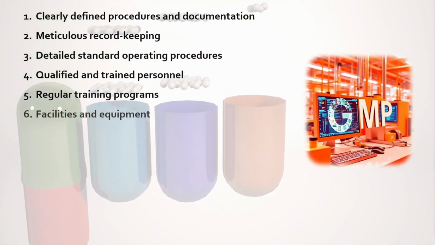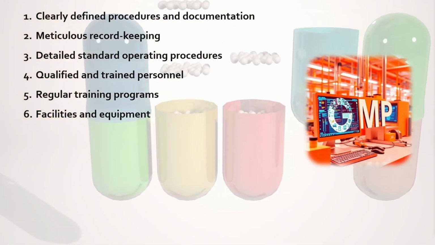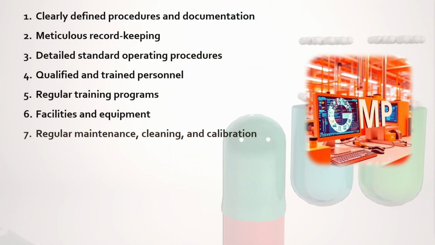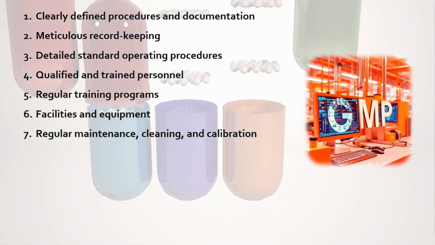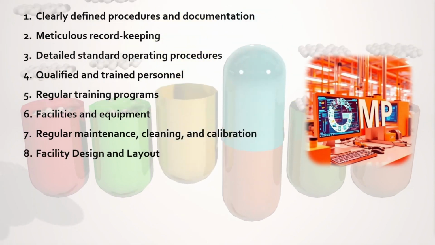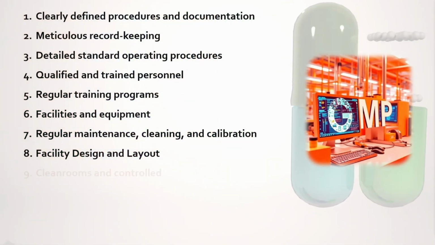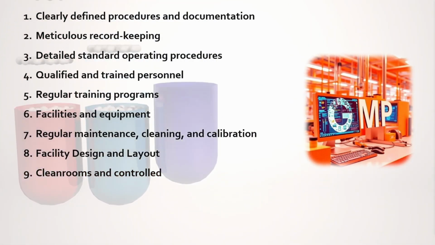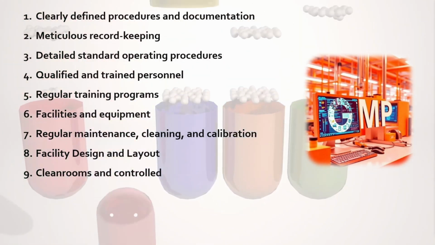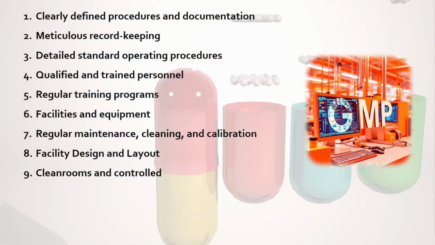Facilities and equipment must adhere to strict standards to prevent contamination and cross-contamination. Regular maintenance, cleaning, and calibration are essential to ensure that equipment operates within specified parameters. The design and layout of facilities play a significant role in minimizing the risk of contamination. Clean rooms and controlled environments are critical for maintaining the sterility of certain products. Effective environmental monitoring systems are also crucial for detecting and controlling potential contaminants.